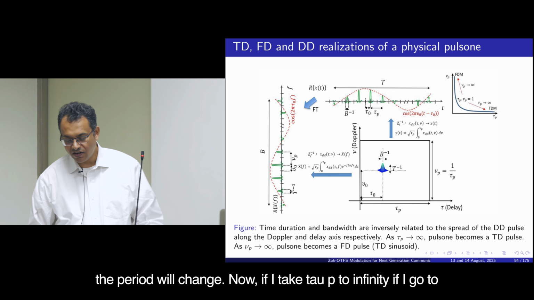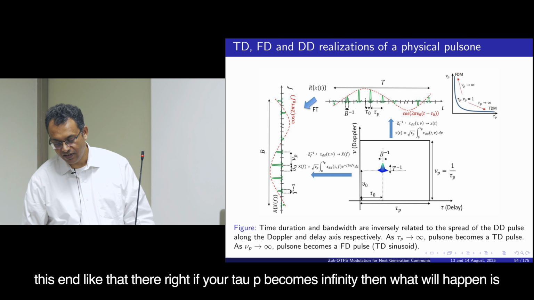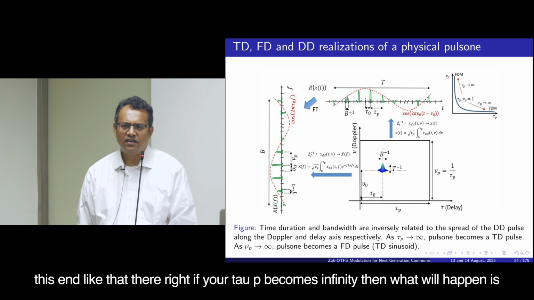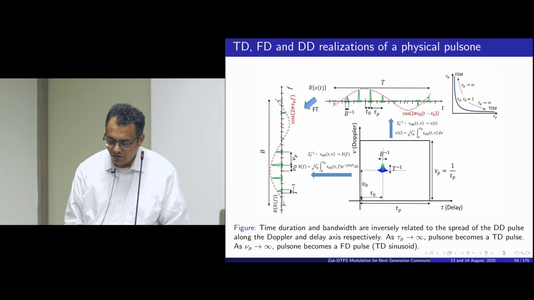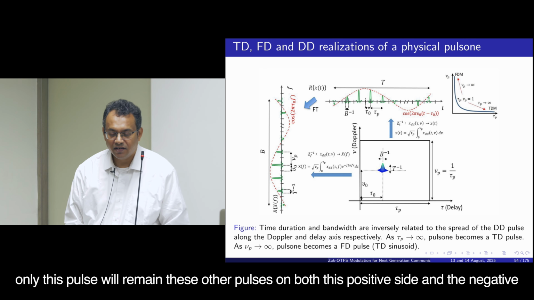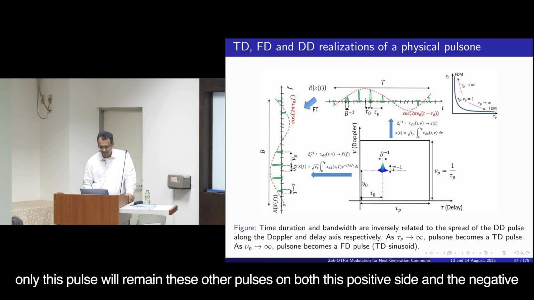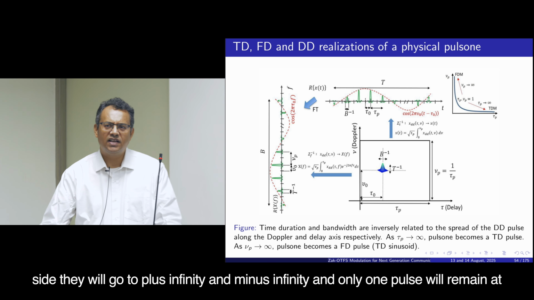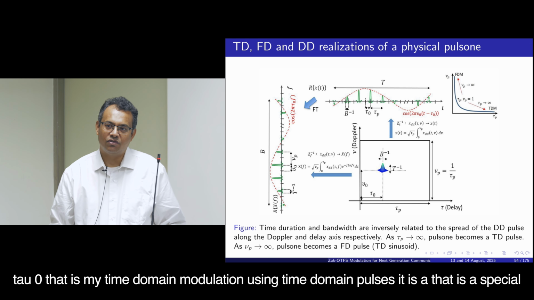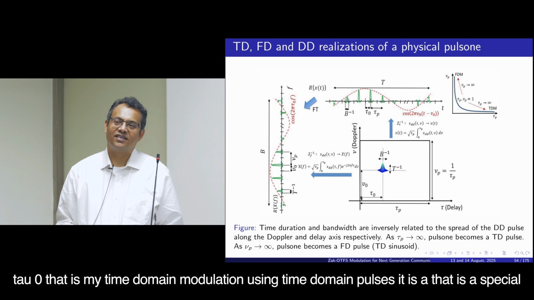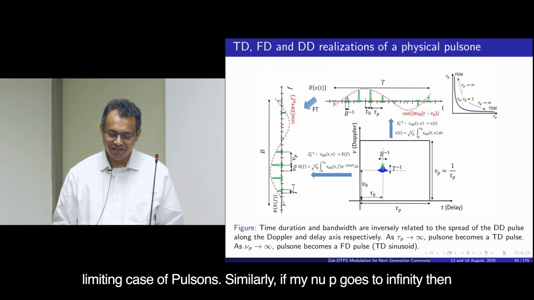Now, if I take tau p to infinity, if I go to this end, then only this pulse will remain. These other pulses, on both the positive side and the negative side, will go to plus infinity and minus infinity, and only one pulse will remain at tau 0. That is my time domain modulation using time domain pulses. That is a special limiting case of pulson.